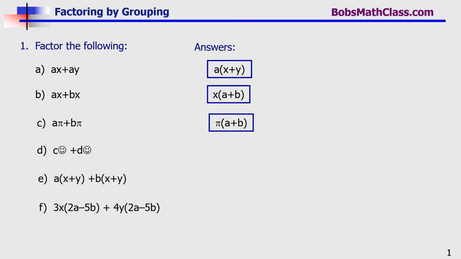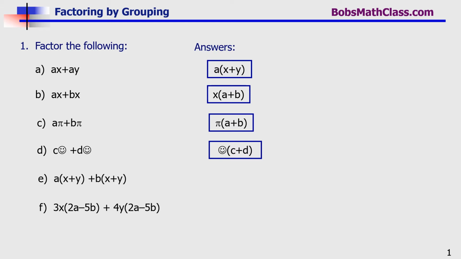Okay, part D. C happy face plus D happy face. Again, it could be a letter, it could be a Greek letter, it could be a symbol, but the GCF in this case is happy face, right? So the happy face goes in front of the parentheses, and the C plus D is written inside the parentheses. Okay, so it doesn't matter what it is.